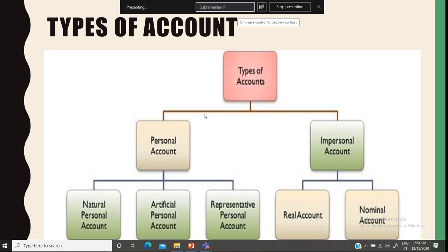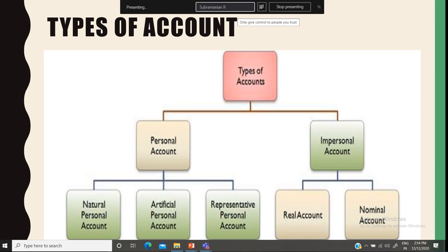Types of accounts can be classified into personal account and impersonal account. Personal account is again classified into natural personal account, artificial personal account, and representative personal account. Personal account means, first let me tell you, it can be a natural person. Like if I am starting a business and running my business, I will be having a lot of transactions with many people.